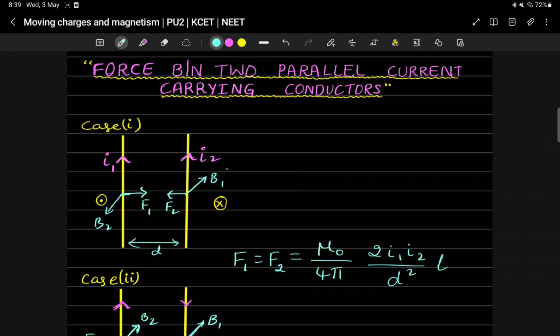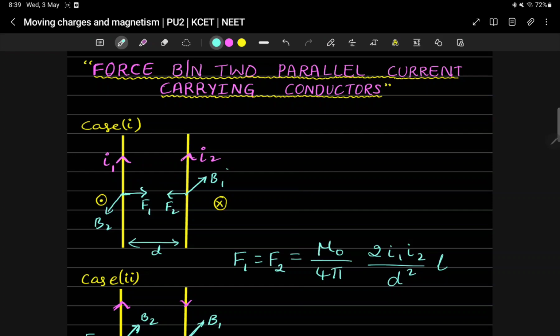Force between two parallel conductors carrying current. If the two conductors carry current in the same direction, then the force will be attractive. If they are in opposite direction, they repel each other. That is very important.